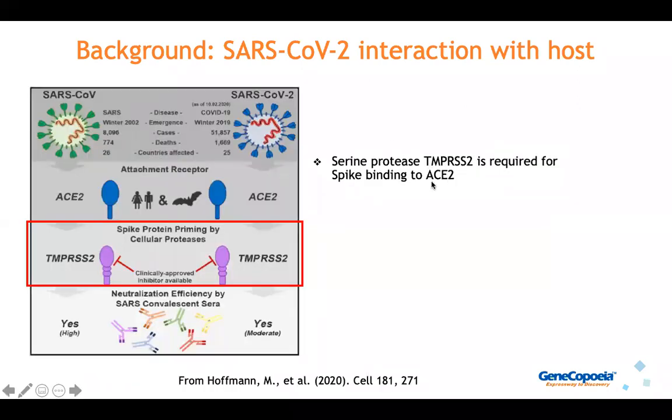Another important protein for viral entry into cells is known as TMPRSS2. It's a serine protease that's required for priming of the binding of the spike protein to ACE2. And this is shown here in this simple schematic from a paper in Cell that appeared a couple of months ago.